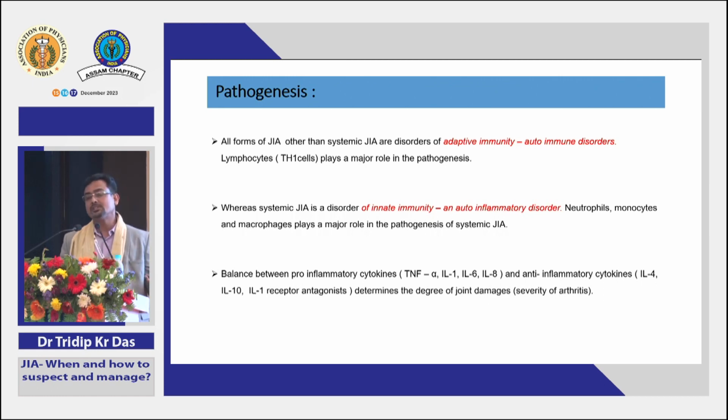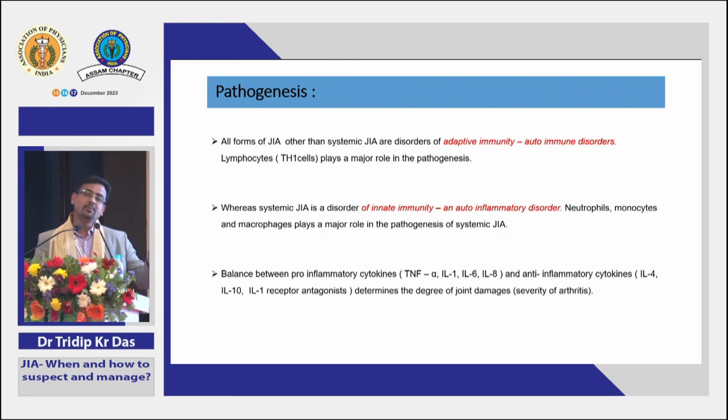If we talk about the pathogenesis, we all know that it is an idiopathic cause, so the cause is not very clear, but still some pathogenesis has been put forward in order to get a clear picture of how to approach this patient in management. All forms of JIA, except systemic JIA, are disorders of adaptive immunity, where T lymphocytes play a very important role in the pathogenesis. Whereas in systemic JIA, it is the innate immunity, where polymorphs, monocytes and macrophages play a very important role.